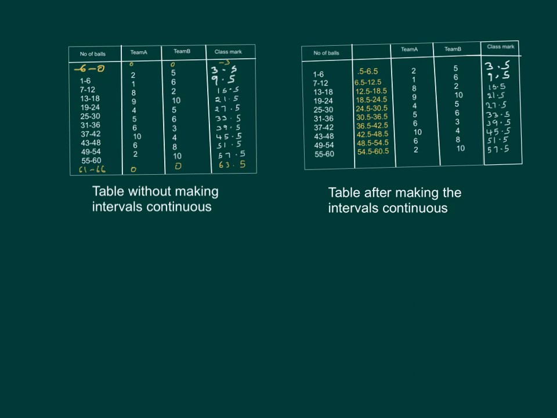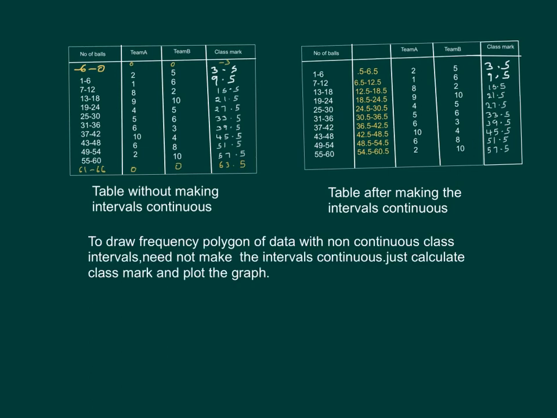Now let us compare the two tables, that is the table we have without making the class intervals continuous and the table we get after making the intervals continuous. We can see that class marks do not change. Corresponding to 1 to 6, class mark is 3.5, 7 to 12 is 9.5, and class mark corresponding to 0.5 to 6.5 is 3.5. 6.5 to 12.5 is also 9.5, and so on. So that means the class marks do not change even though we have changed the class intervals to the continuous ones. Hence we conclude to draw a frequency polygon of data with non-continuous class intervals need not make the intervals continuous. Just calculate the class mark and plot the graph.